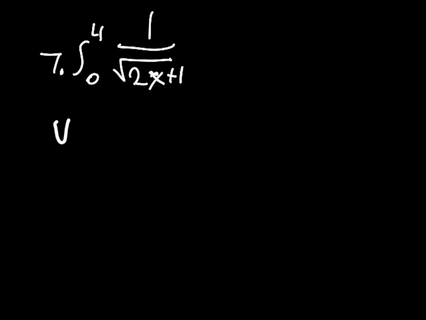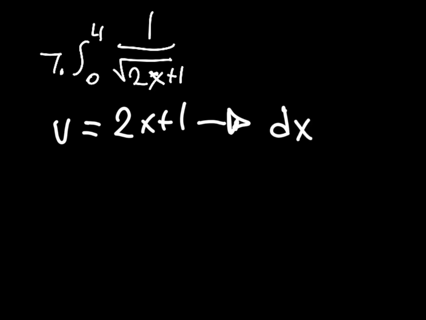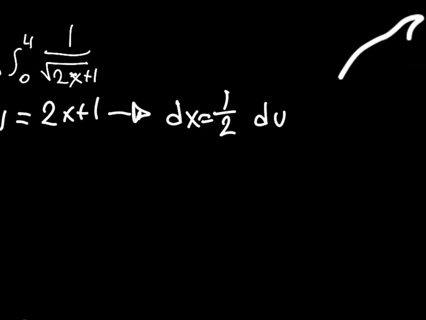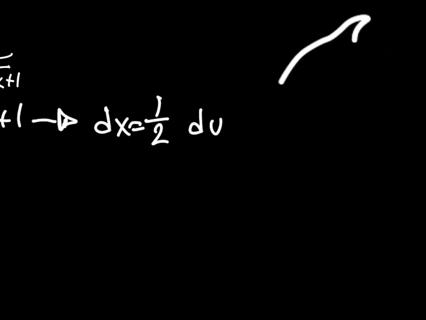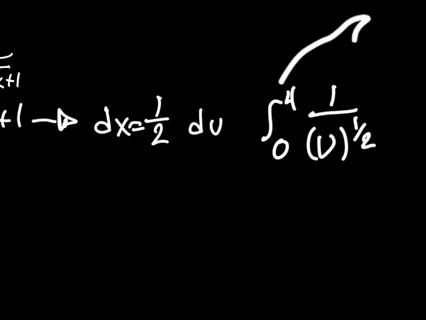For number 7, we're going to use the same method. Our u this time will be 2x plus 1, not square root 2x plus 1, which is important. The dx of this, after taking the derivative, will be 1/2 du. So now we plug that information in. 0 to 4, and we change that square root into a half power because it's literally the same thing.